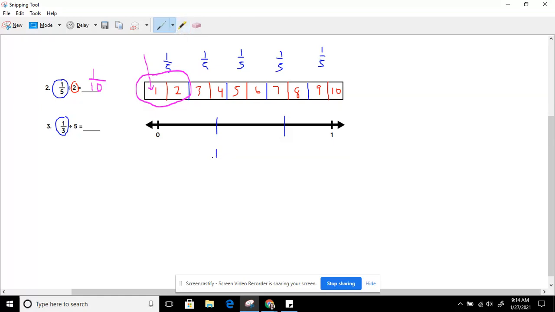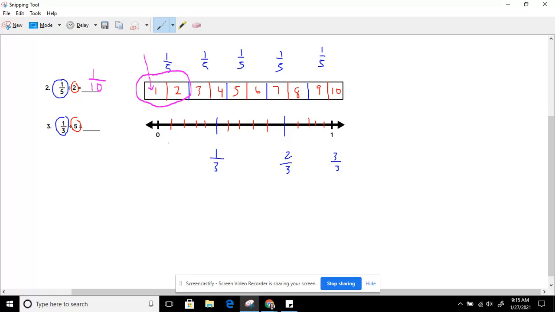Let's label that. So 1/3, this would be 2/3, and then 1 whole would be 3/3. Now each of these thirds needs to be divided into 5. So 1, 2, 3, 4, 5. 1, 2, 3, 4, 5. 1, 2, 3, 4, 5. Now each of our thirds is broken up into 5 pieces.